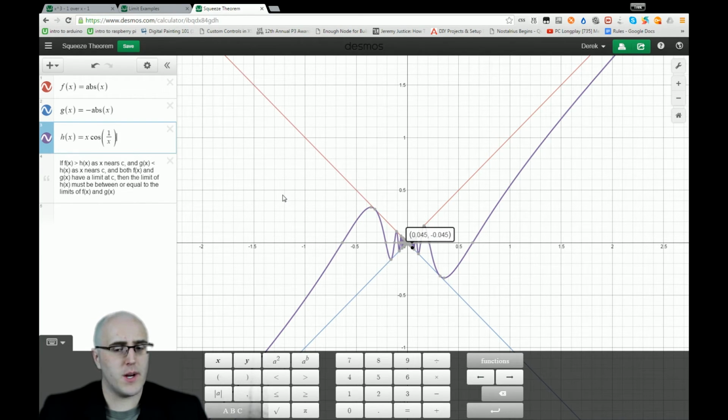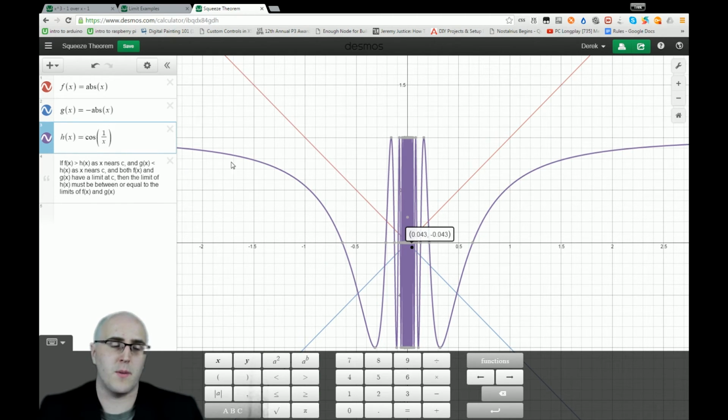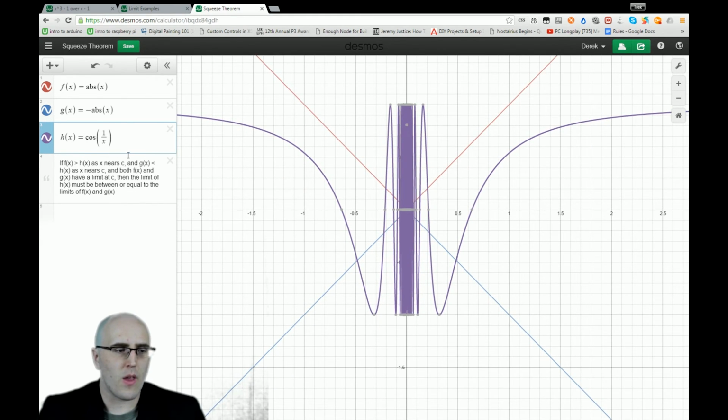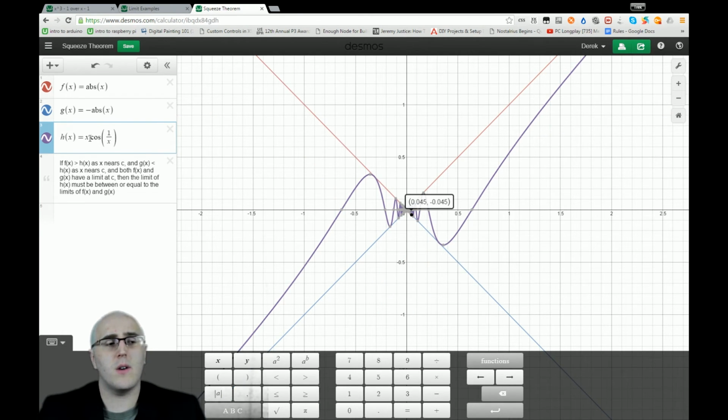How we use the squeeze theorem is we need to prove that h of x here is less than f of x as x approaches 0. So let's go ahead and do that. For the moment, I'm going to take away this x, just because it's easier to talk about cosine. Notice that cosine always has a value between 1 and negative 1. That means that if we put the x back, our total value cannot exceed x, because this section here is always going to be a value between 1 and negative 1. So this is going to be either 1x or negative x or something in between. It varies between x and negative x.